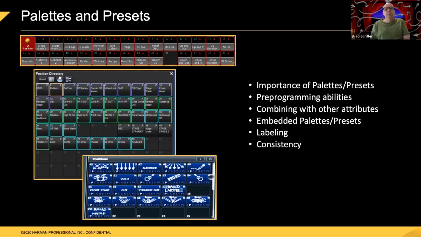And again, I urge you to be consistent on your palettes and presets, consistent in your labeling and consistent in your layout and color coding as well. Because as you move from show to show, if one day you call it down center stage and the next day you call it center stage down, or you put it in a different position area, you start with your positions that are in the audience and then the ones on the stage versus the other way around, then you're going to be struggling from show to show to find your different positions. If you can be consistent in your programming and laying out your positions and naming them, then it'll just be much easier for you as you move from show to show to show.